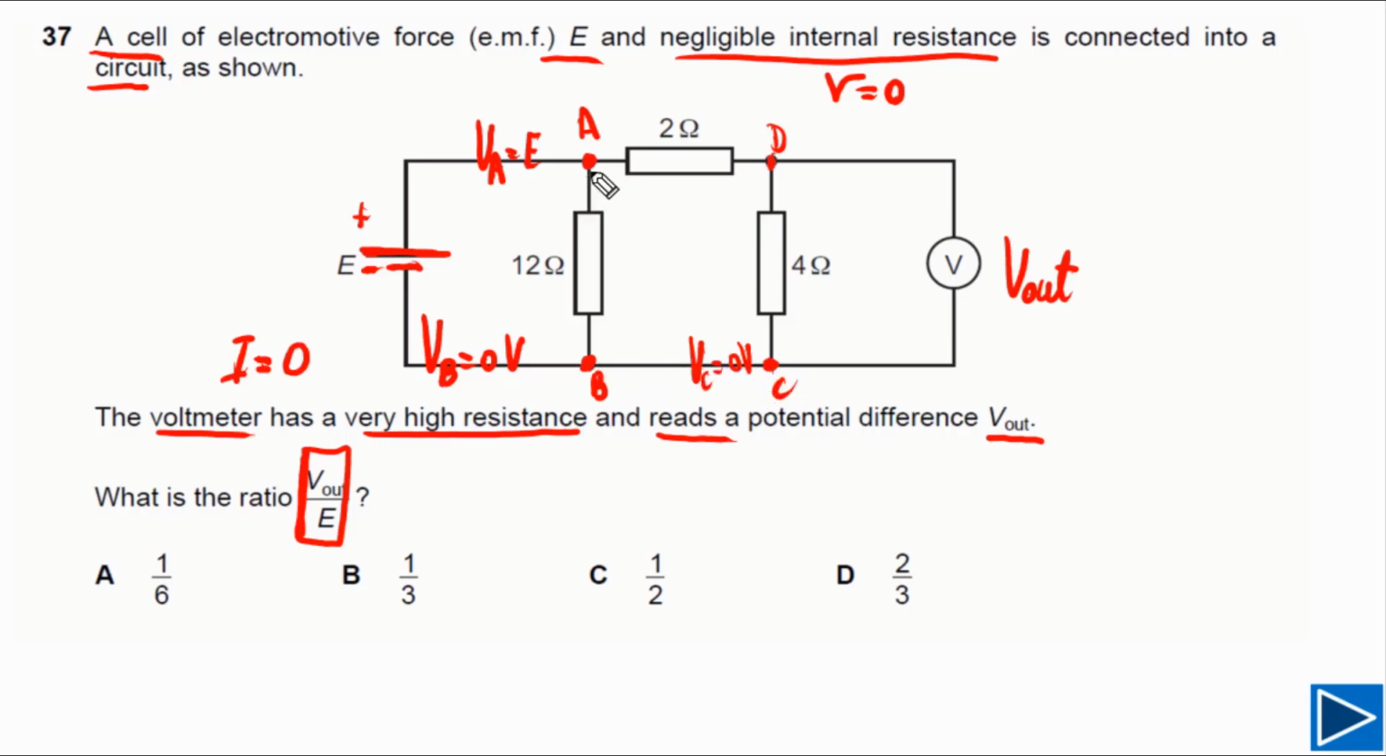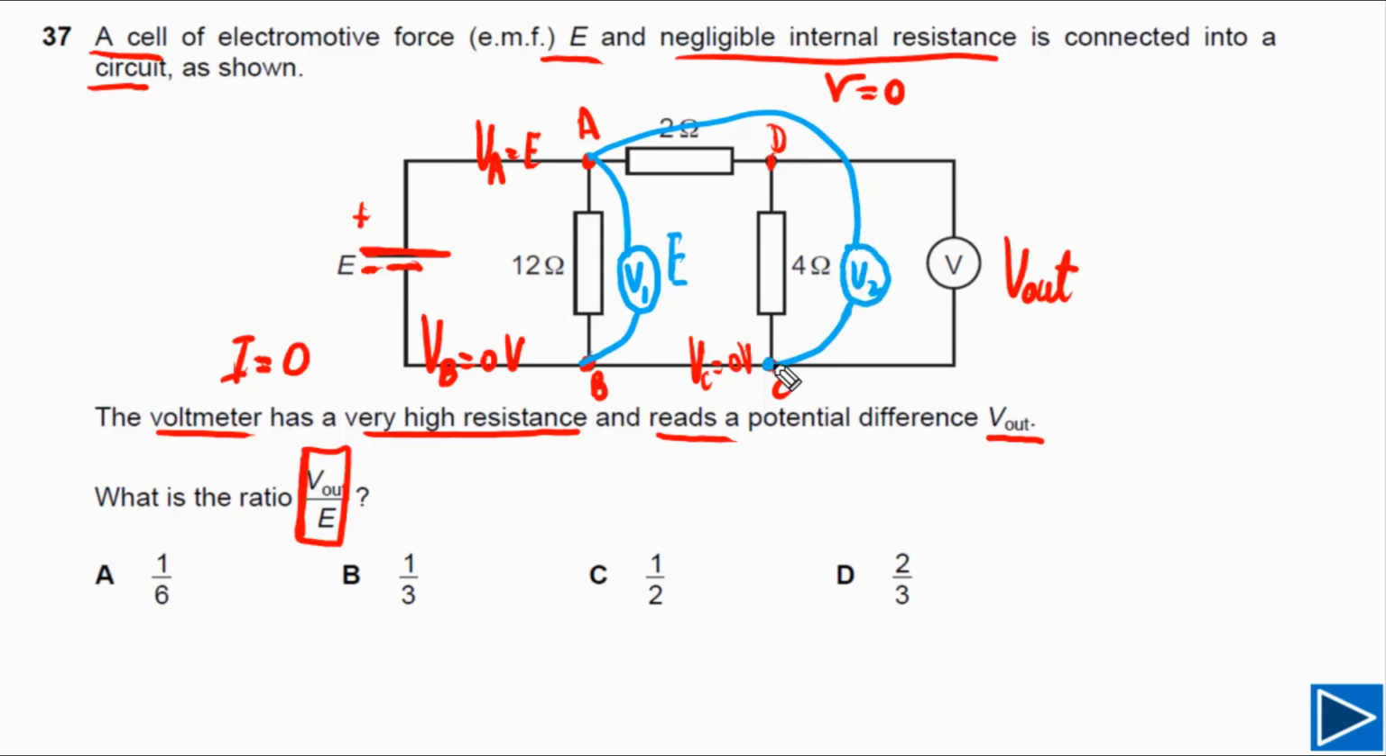Now, the next thing we need to understand is to connect a voltmeter. Let's say if we connect a voltmeter between A and B, let's say this is voltmeter 1. So the reading on this voltmeter 1 will be equal to E minus 0, which is simply equal to E. Let's take another voltmeter and connect it between A and C. Let's say this is voltmeter 2.